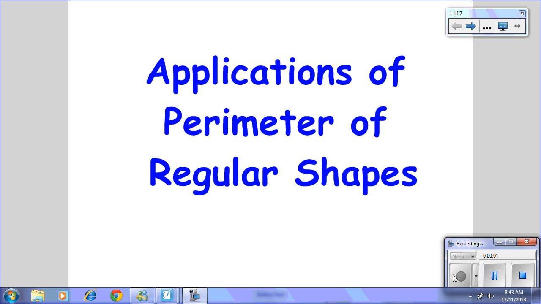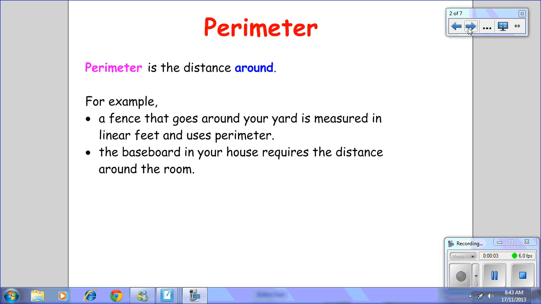Classifications of perimeter of regular shapes. Remember, perimeter means the distance around. For example, if you're putting a fence up in your backyard, you need to know how many linear feet there are around your yard in order to go and buy your materials. The same applies to the baseboard that's on the bottom of the walls in your house.